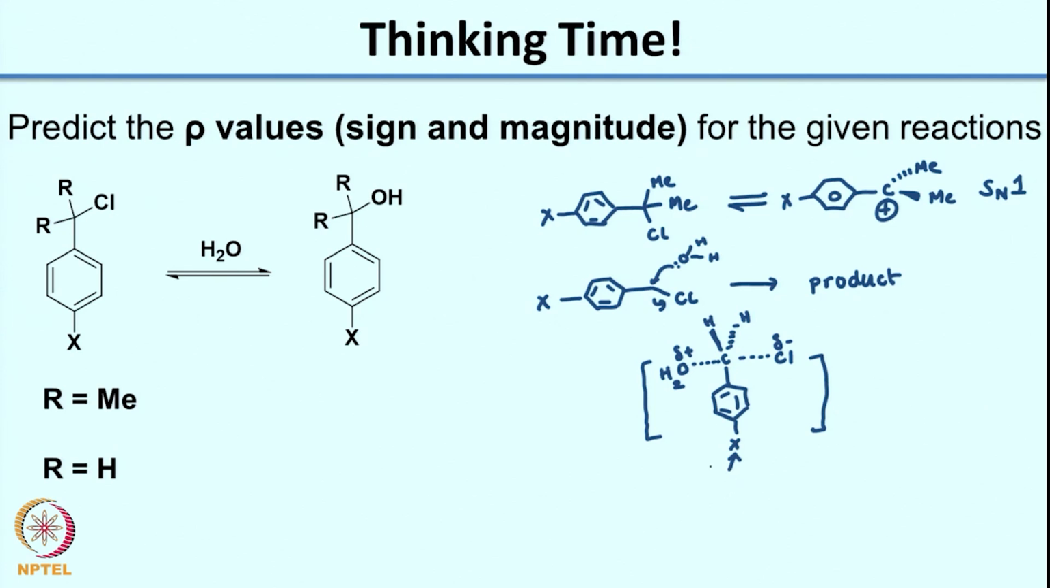So, the magnitudes would be, in one case it is largely negative, whereas in the other case it is slightly negative. So, based on this you can differentiate between an SN1 and an SN2 mechanism.